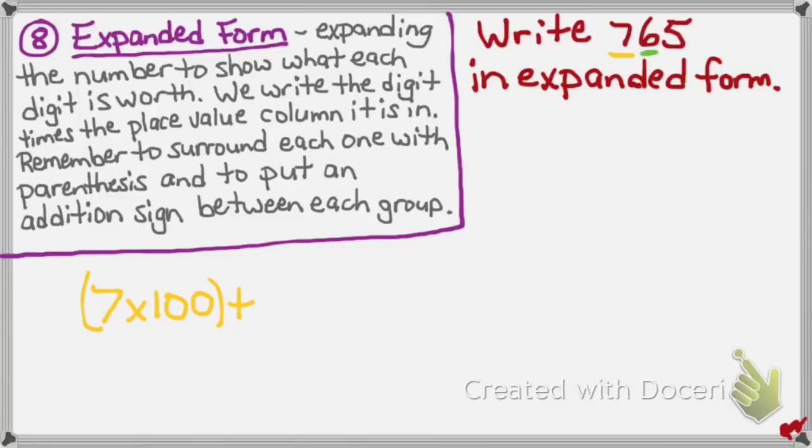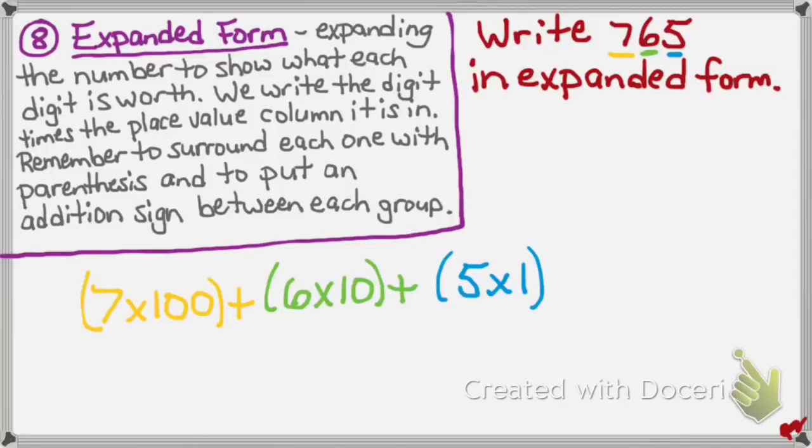Now I move on to the next digit, which is the 6. I write down the 6 in parentheses. What place value column is the 6 in? It's in the tens column. So I say 6 times 10, close the parentheses, put a plus sign. I move on to my next digit, which is a 5. Open parentheses, I say that 5. What place value column is that in? That's in the ones column, so I'll say 5 times 1 and close parentheses.